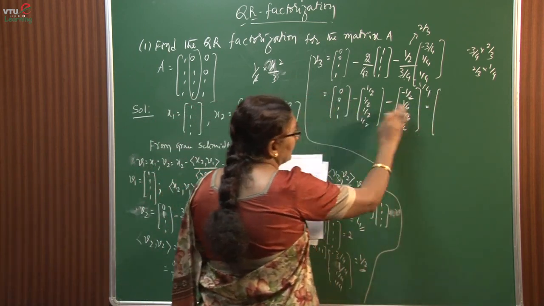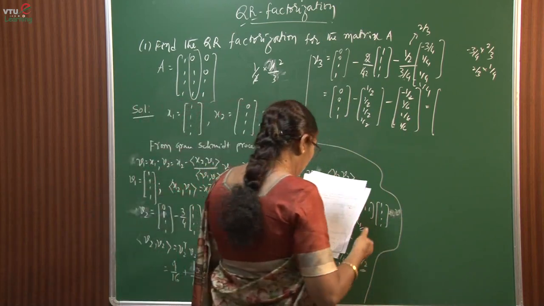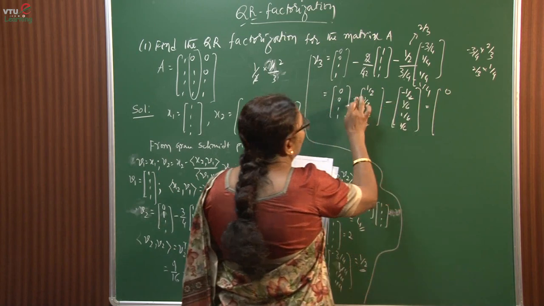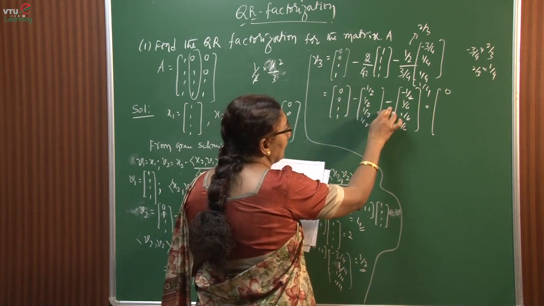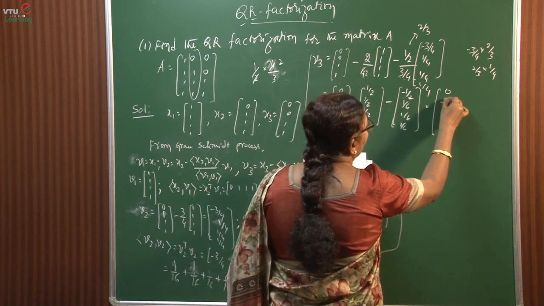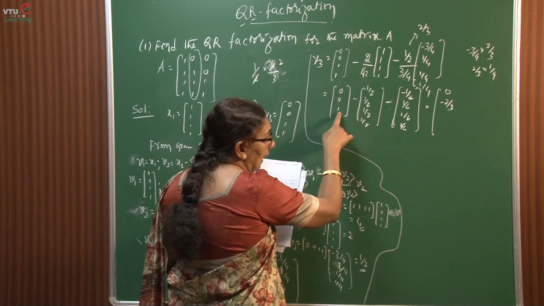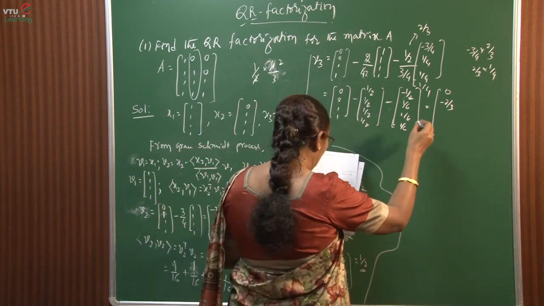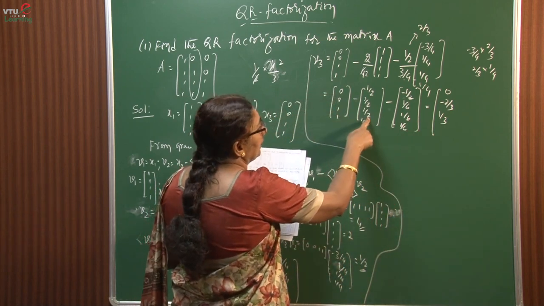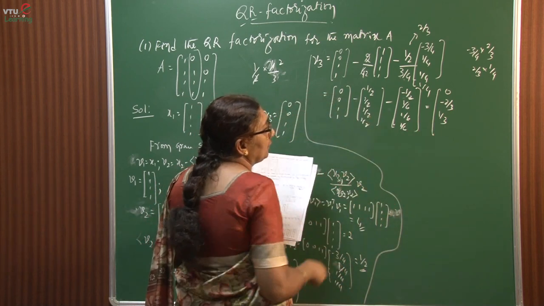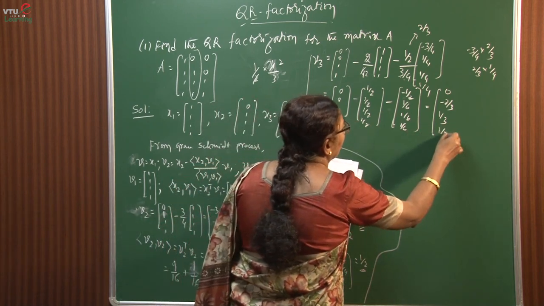I'm going to do the subtraction. 0 minus half, minus into minus plus half, we get the 0 value here. Again, the second value is minus half, minus 1 by 6. Simplify that, we get minus 2 by 3. Similarly, 1 minus half is half, minus 1 by 6, we get 1 by 3. Again, this also we get 1 by 3.